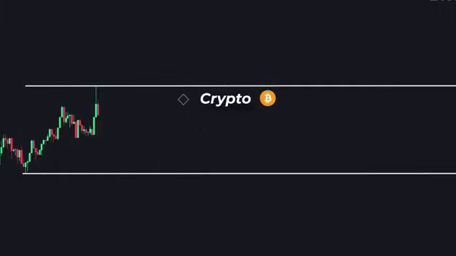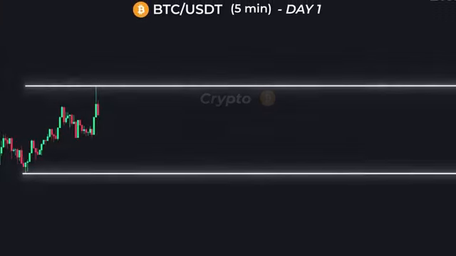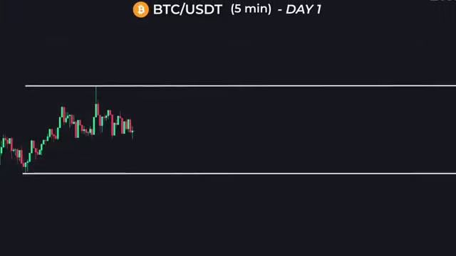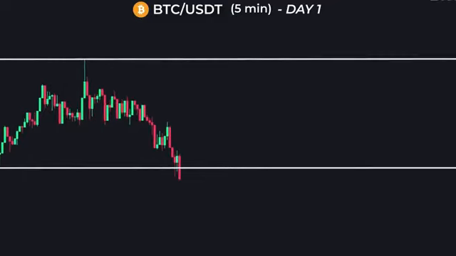So, let's start with crypto. Here, I'm on the Bitcoin 5-minute chart, and I already have the 4-hour range marked. Right here, we can see price broke out and closed below the range low. Then it quickly closed back above. That gave us a long entry.